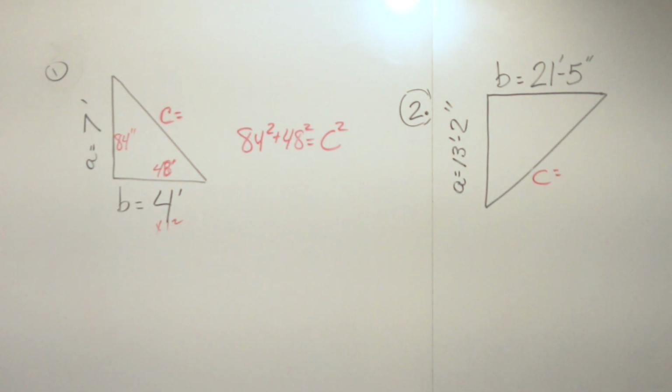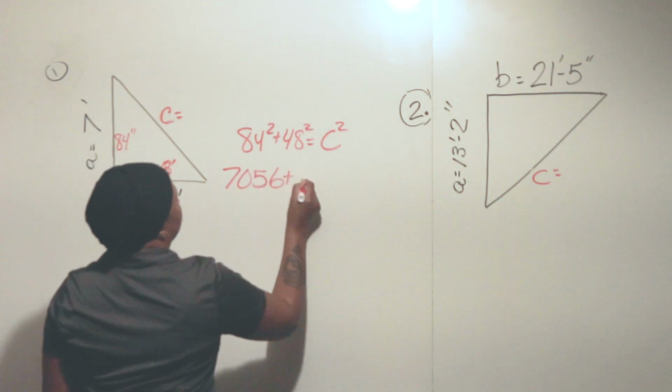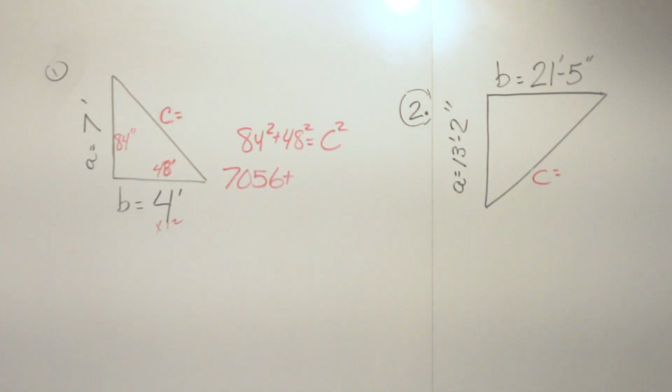But we're not looking for C squared, we're looking for C. So let's get started. 84. If you don't have the squared button, all you do is 84 times 84. So when you square 84, what do you get? When you square 84, you get 7056 plus 48 squared.